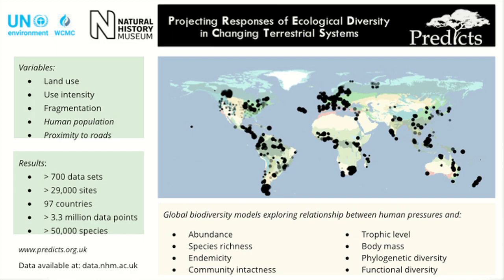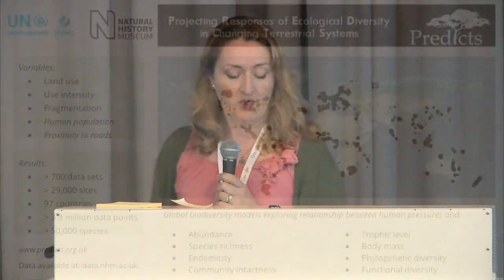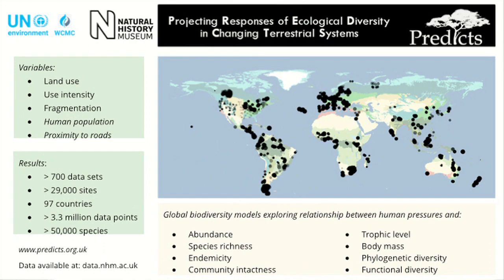The variables that we were collecting are land use and use intensity, which is something that the data provider would let us know was there when they were doing the investigation, as well as fragmentation. Because we know the exact coordinates of all of our sites, we can then use some continuous variables like human population and proximity to roads. And then we make global biodiversity models. We can do all kinds of things. This is just a taster.